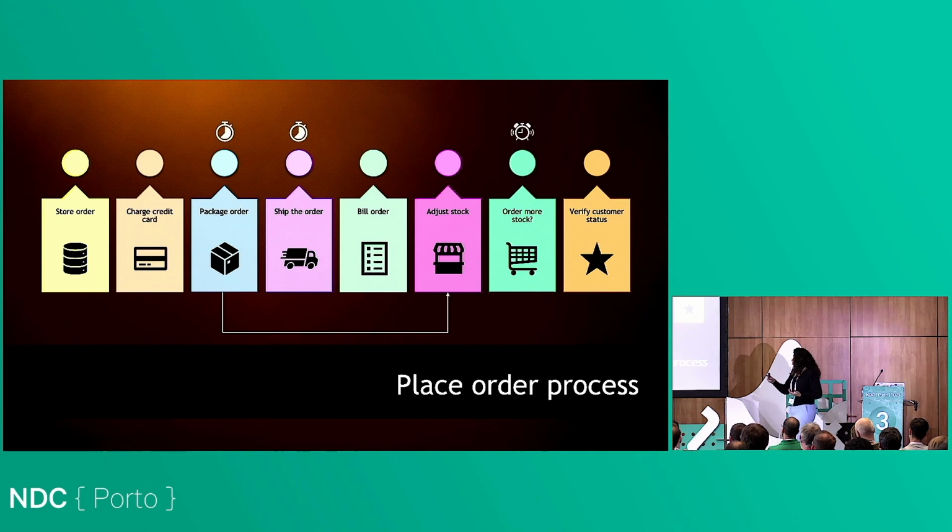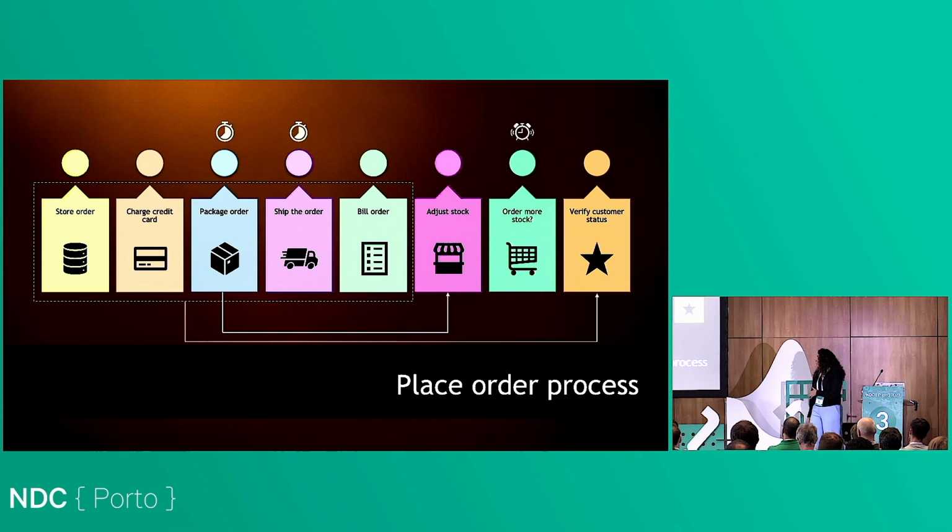For example, we want to adjust the stock immediately after we package the order. We don't want to wait until we've actually built that order. There's absolutely no need for that. Or, for example, verifying the customer status, that may be something that we want to do when the entire order has been fulfilled, so it's dependent on a couple of steps. Could be, right? These are the things that we need to figure out.